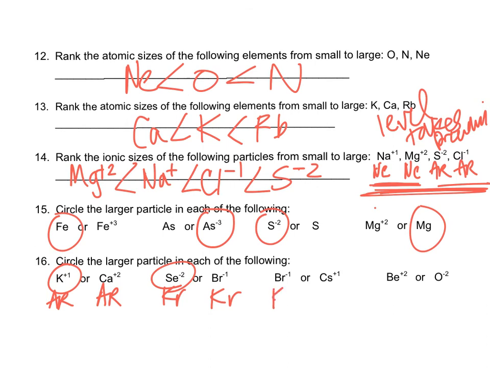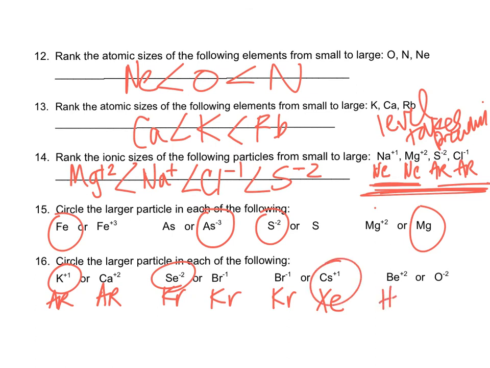All right, bromine is isoelectronic to krypton, and xenon, Cs+1 is isoelectronic to xenon. Well, now I just rank those based on their size. Xenon is way bigger than krypton, so xenon is the larger one.